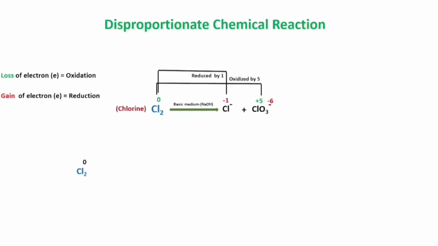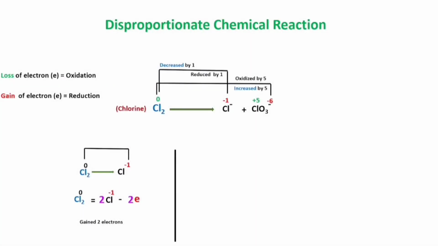In one half reaction, when the oxidation state of chlorine is reduced from 0 to -1, it means that chlorine atom gained 1 electron. And as 2 chlorine atoms are there on the reactant side, so after balancing we get that 2 chlorine atoms gained 2 electrons.